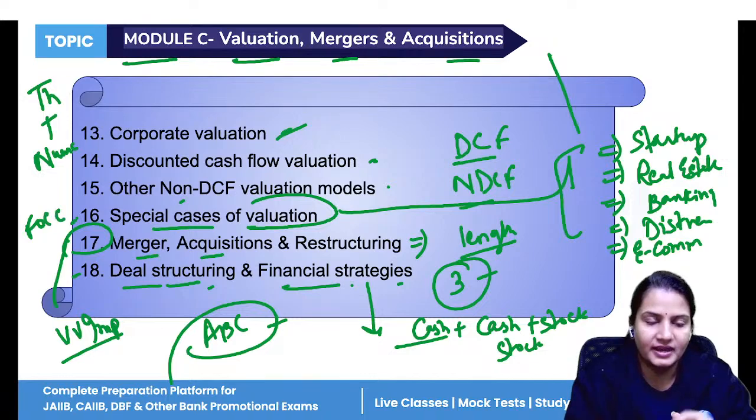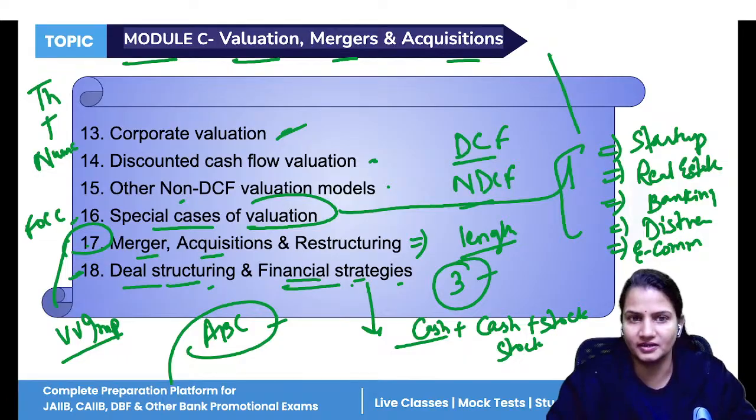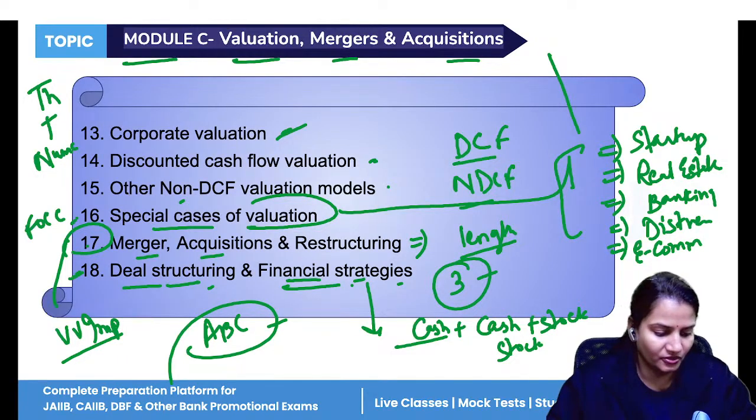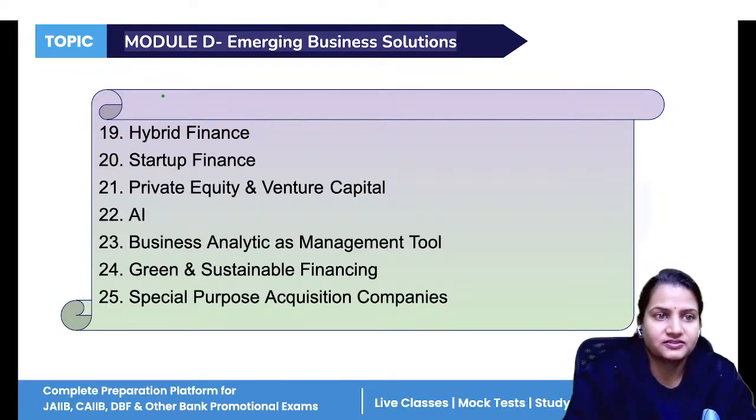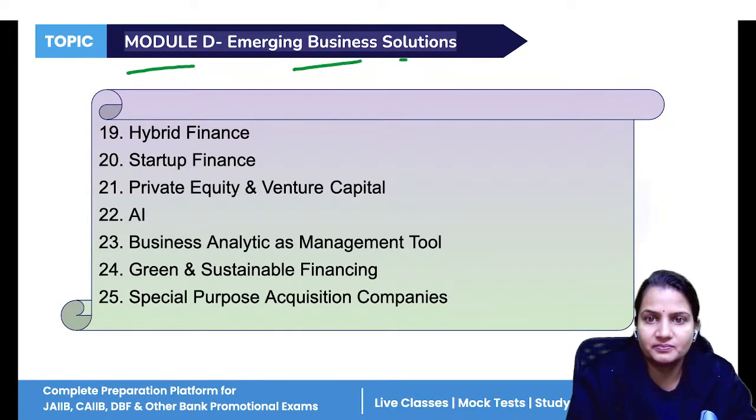FOCC, then inbound acquisition, outbound acquisition. That is what in financial strategies we have to study. Unit number 18. So this is all about your module C. Now, next we have module D, emerging business solution.